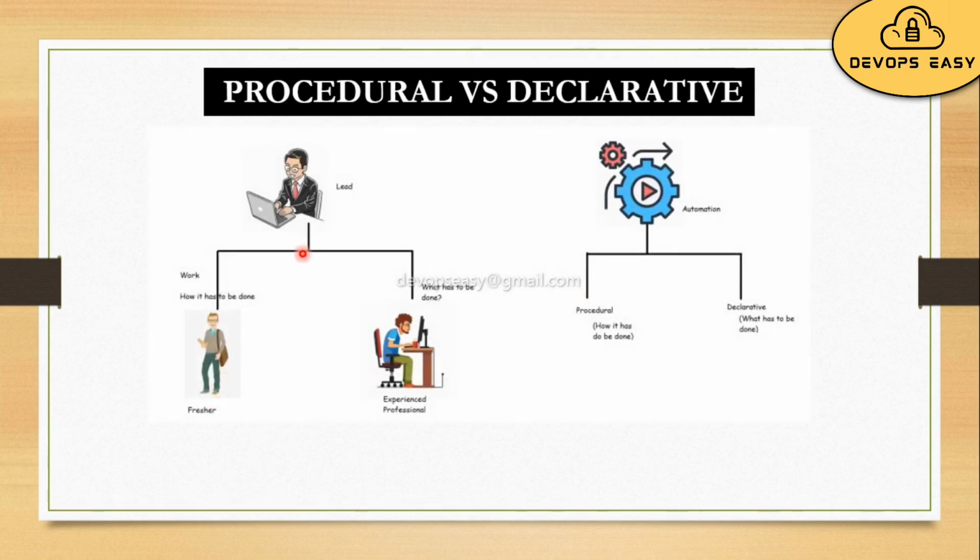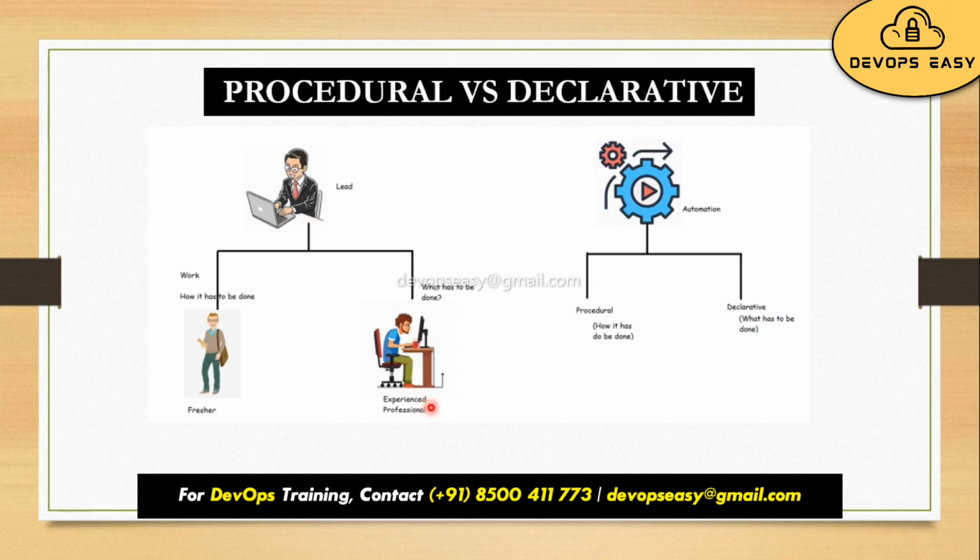So if you see, he is the team leader. If it is a fresher, you need to tell everything that should be done. If it is an experienced person, you need not do anything. Just say, hey, do this, and the experienced person will manage whatever is needed. In the same way, in scripts also, you will have procedural and declarative. In procedural, you need to tell what has to be done. Ansible is a declarative approach. So easy. Ansible will not act as a fresher; Ansible will act as an experienced person.